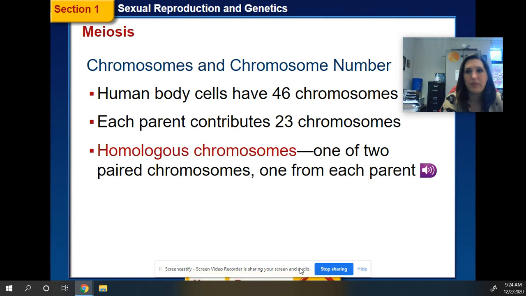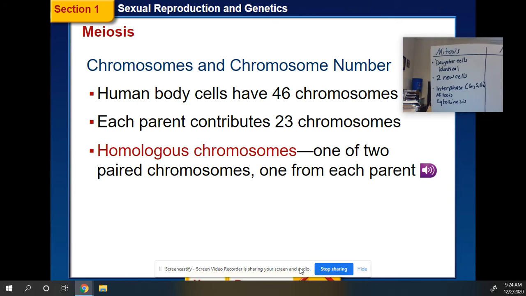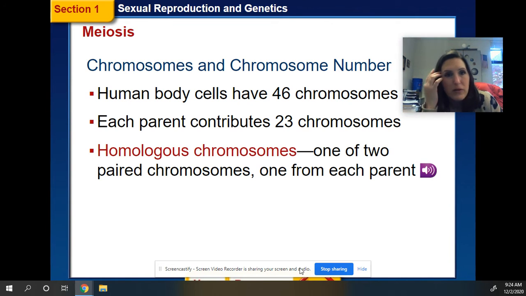All right, so this is what we said for mitosis. We have daughter cells that are identical. We get 2 new cells, and interphase is G1, S, G2, mitosis, and cytokinesis. That was the cell cycle for mitosis. We're going to compare that to meiosis and see how it's different and how the process works.